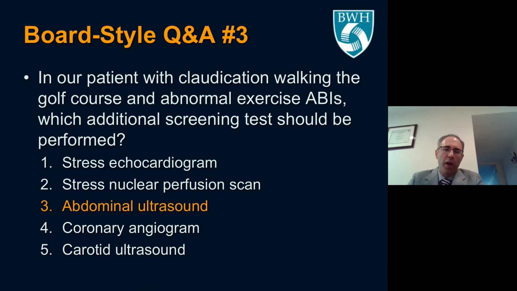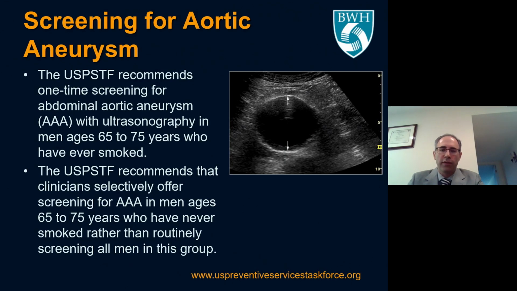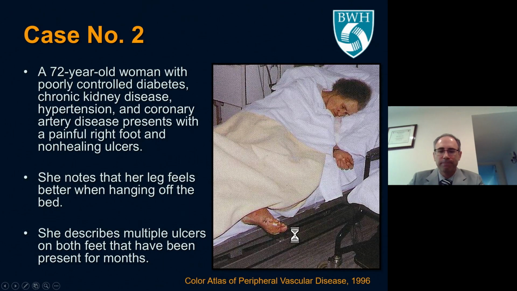So if you'll remember, the recommendation from the U.S. Preventive Services Task Force is that patients 65 or older with a history of ever smoking, especially if they're men, should undergo an abdominal ultrasound for screening. And we can see that here. Ever smoked, it doesn't really matter how much or how little, they get a one-time ultrasound to look for abdominal aortic aneurysm. Here's an example of a patient with an enlarged aorta.